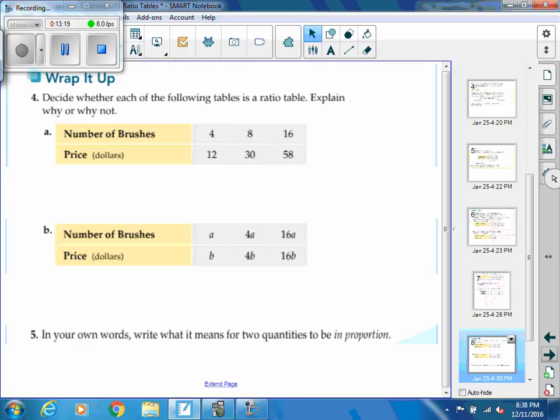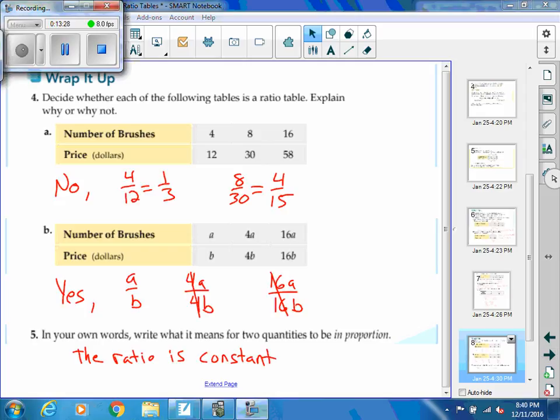Okay, number 4, decide whether each of the following tables is a ratio table. Explain why or why not. All right, so if we look at the first table there, A, that one is a no. 4 over 12 will simplify to 1/3, but as soon as I check the next one, 8 over 30, that one only simplifies to 4/15. So it only takes 2 of them to not be constant to say no.